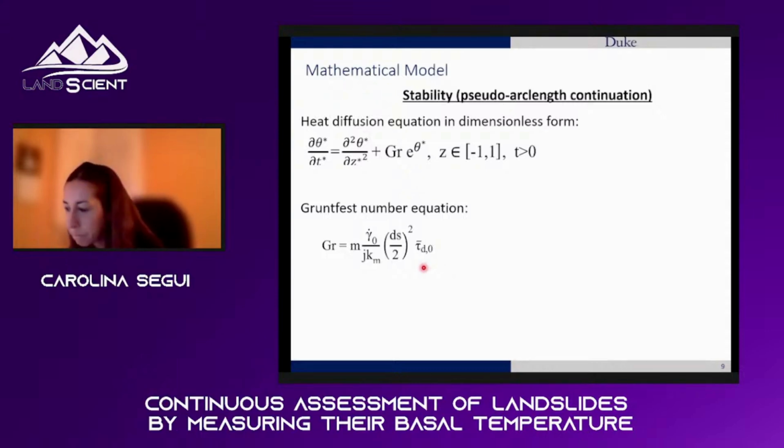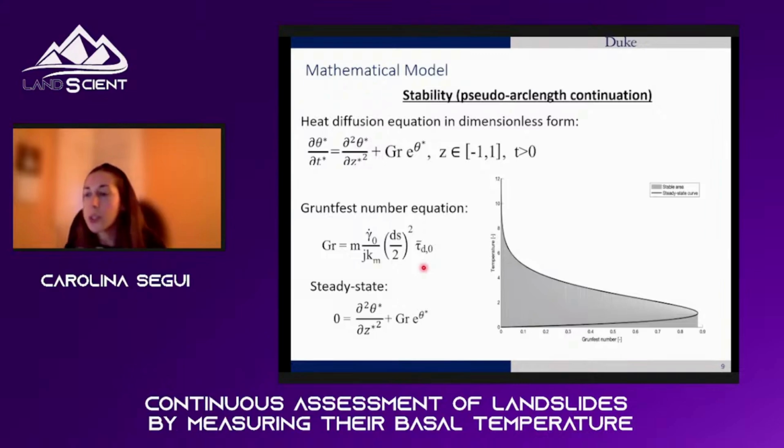Now, to study the stability, we take this heat diffusion equation in dimensionless form to a steady state, so equal to 0, and by applying the pseudo-arclength continuation method, we obtain this steady state curve, or Bratu curve, where we plot the Gruntfest number, which is equal to the external loading of the landslide in time, against the shear band temperature.